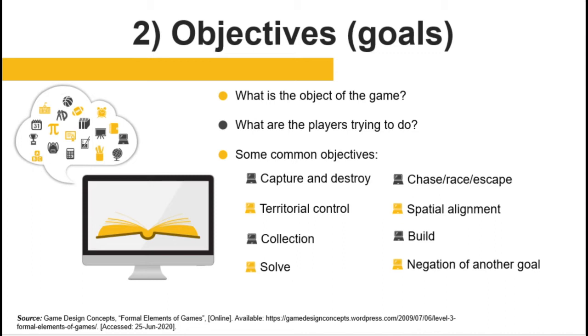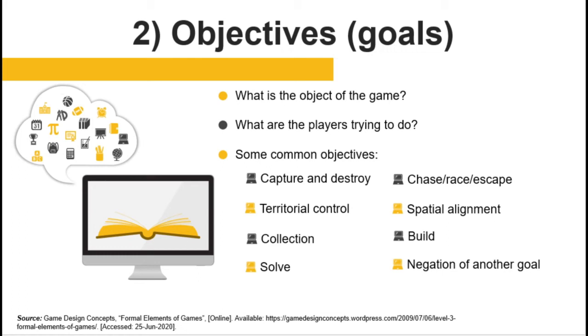Chase, race, escape. Generally, anything where you are running towards a way or something, from the playground game Tag and the video game Super Mario Bros. are examples. Spatial alignment. A number of games involve positioning of elements as an objective, including non-digital games like Tic-Tac-Toe, Pente, and video game Tetris.